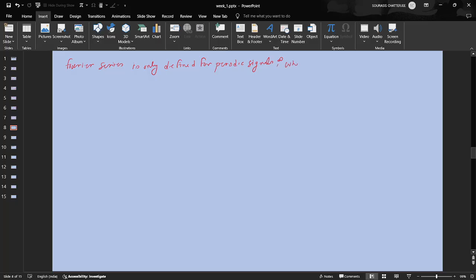So what about aperiodic signals? They also have some frequency domain representation, right? It's not only that periodic signals have this. So what happens if we try to define aperiodic signals in terms of periodic ones? Maybe we can get an idea of what the Fourier transform can be.